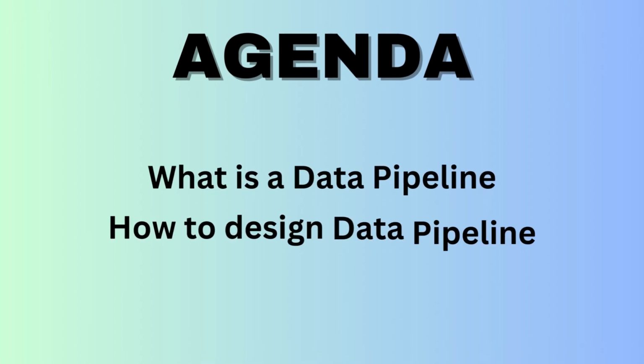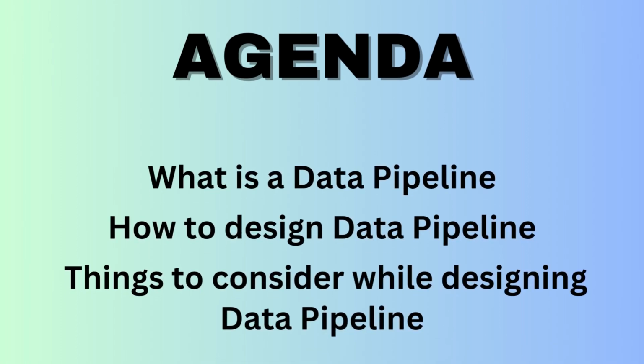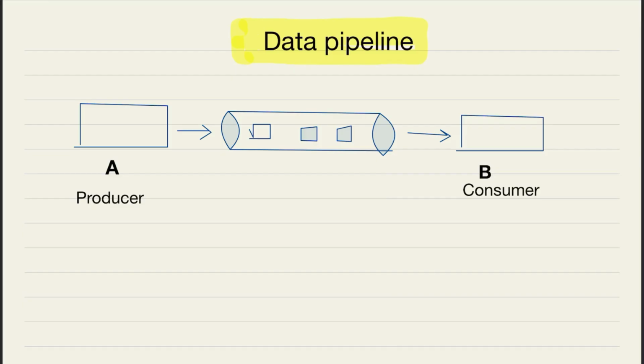Today we are going to discuss what a data pipeline is, how you can design a data pipeline, and what all things you need to keep in mind in order to design it. So a data pipeline is a sequence of steps to transfer the data from point A to point B. This point A is called the producer and the point B is called the consumer.